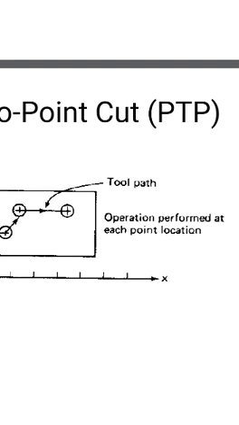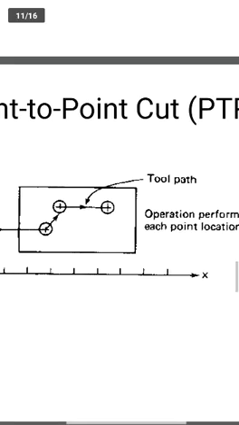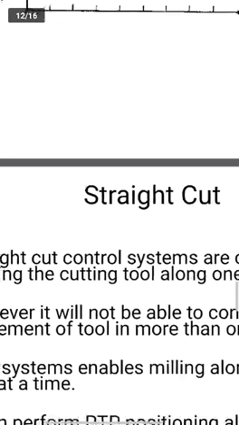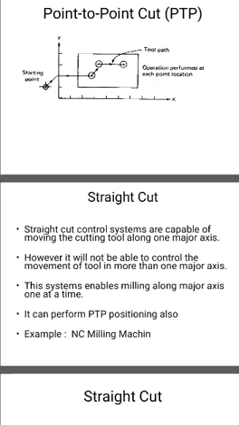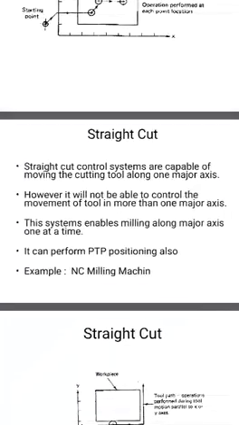Next, the operation is performed at each end of the location; at each end of this location, the operation changes. That is called point to point. Next, we'll see straight cut. What is this straight cut? These are capable of moving the cutting tool parallel to one of the major axes, at a controlled rate suitable for the machine.